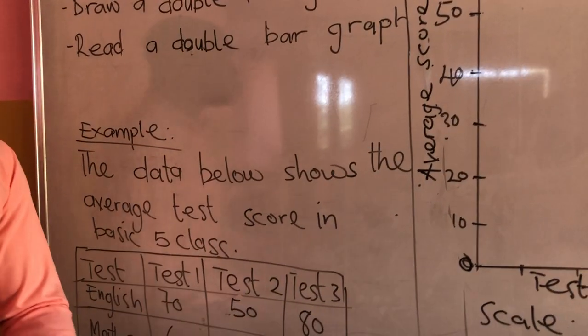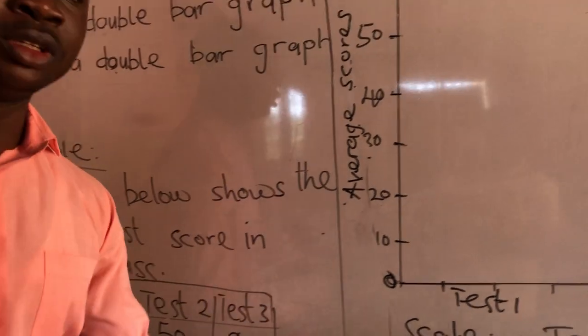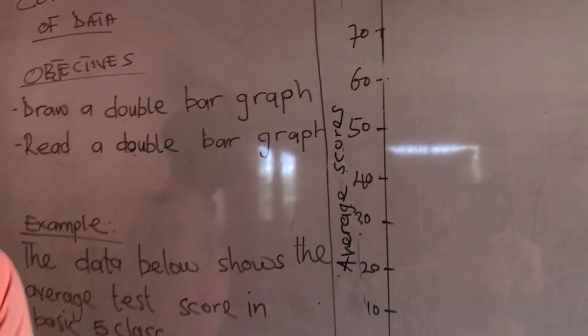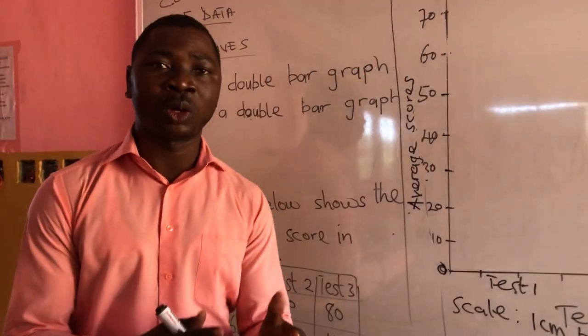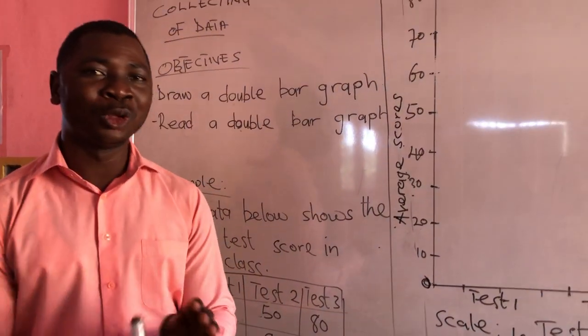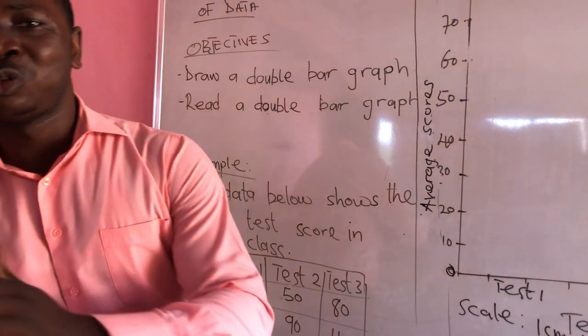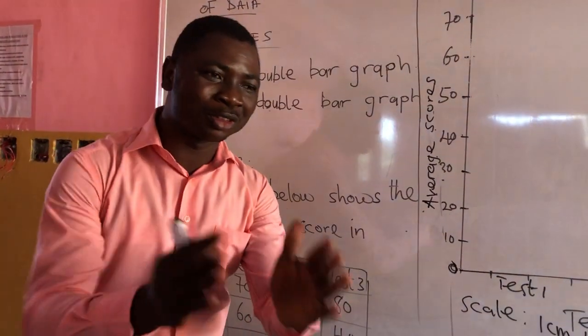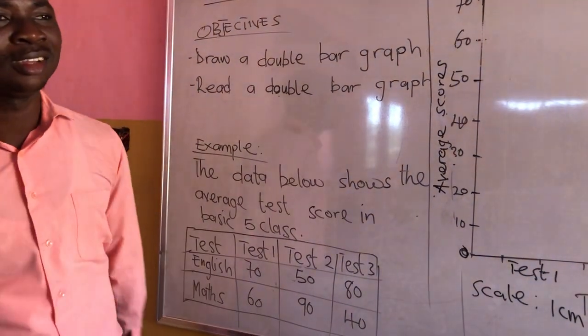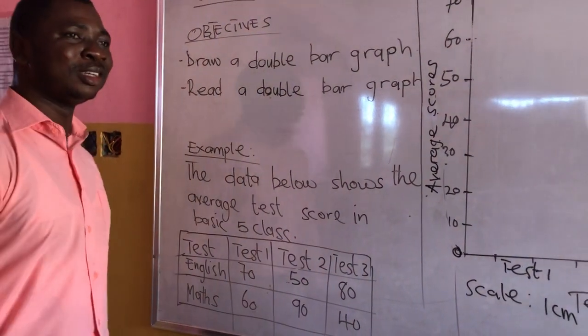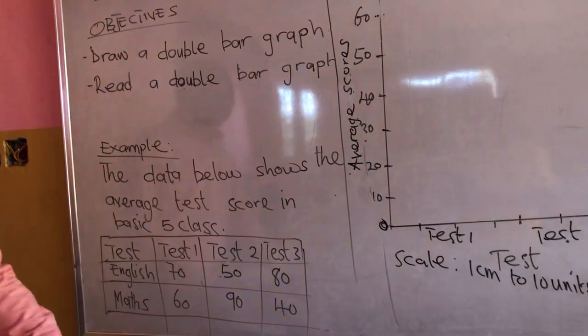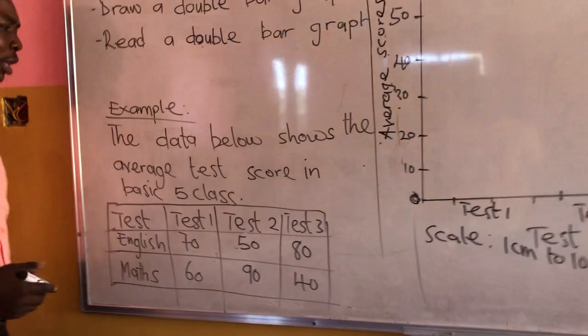We have learned how to draw bar graphs, right? Using information, using data. This one, the difference is just double. So instead of drawing only one bar, we draw double, two. Double means two bars at a go, at the same place. So we're going to use the information, okay? So first example, let's talk about the example.